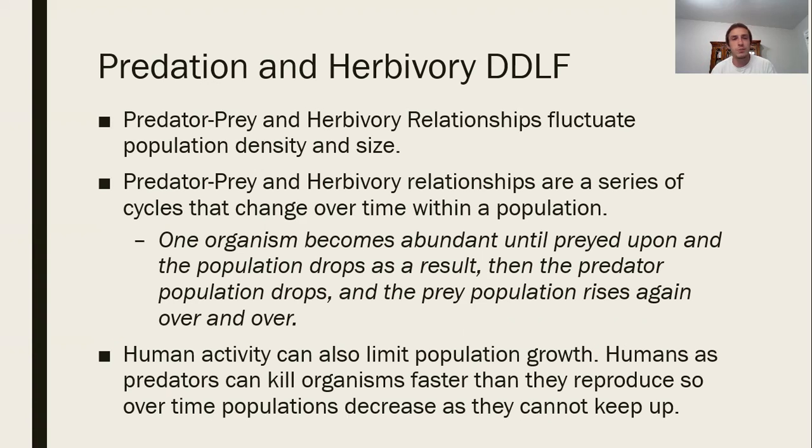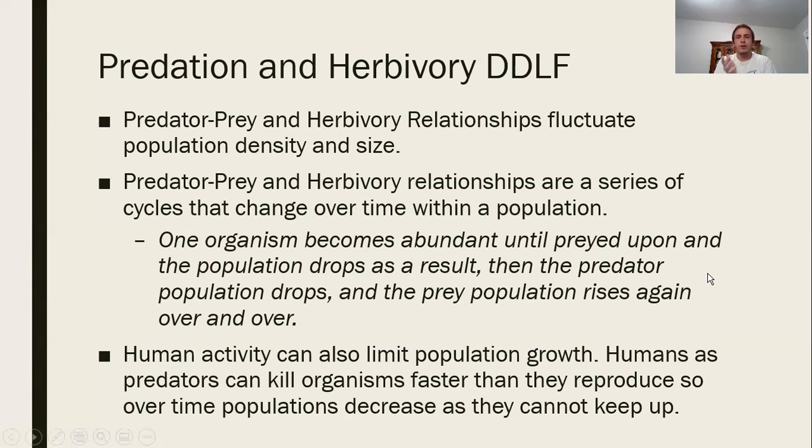All right, predation and herbivory. I'm going to sum this up a little bit differently. I'm not going to really go through the slide here. They both fluctuate population density and size in this kind of dynamic circle. So whether it's a herbivore and a plant, or predator and prey in terms of animal to animal, I'm going to give you an analogy and then I'll help make this paragraph make a little bit more sense.